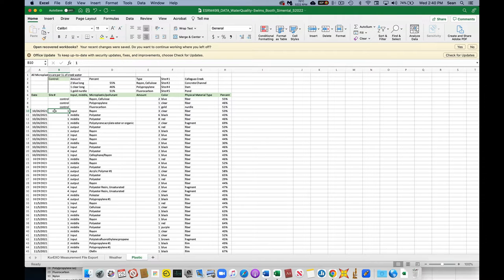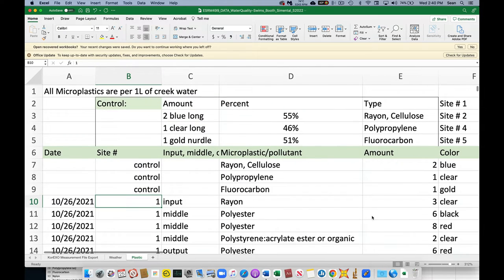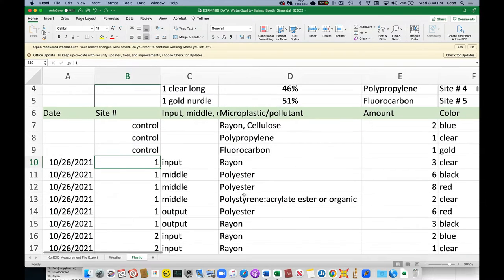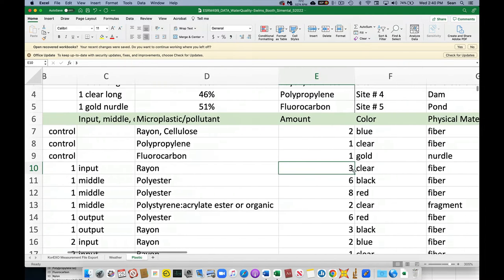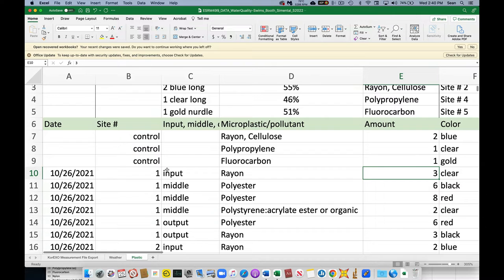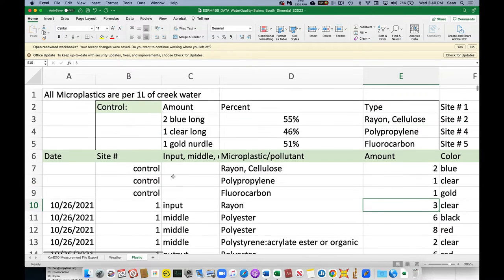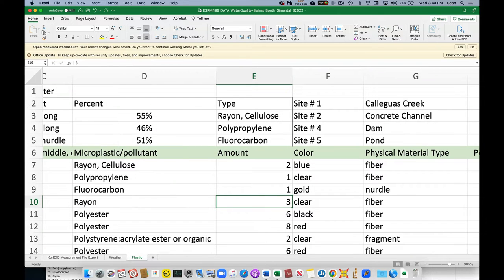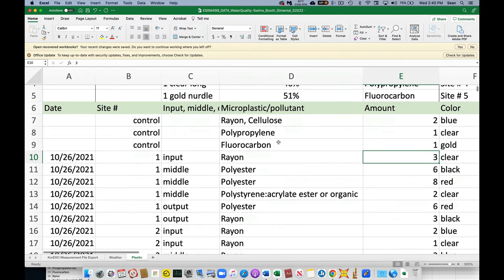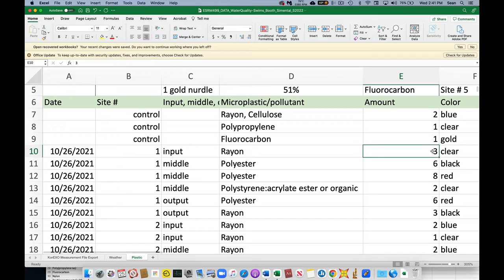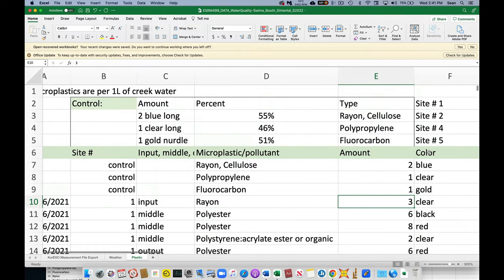This would be the number of pieces of clear rayon fibers that were encountered in site one input. And then you have a legend up here, so you have to do a lot of work to figure out what's going on here. But I guess all of this from the input, one input, would be three pieces per liter.